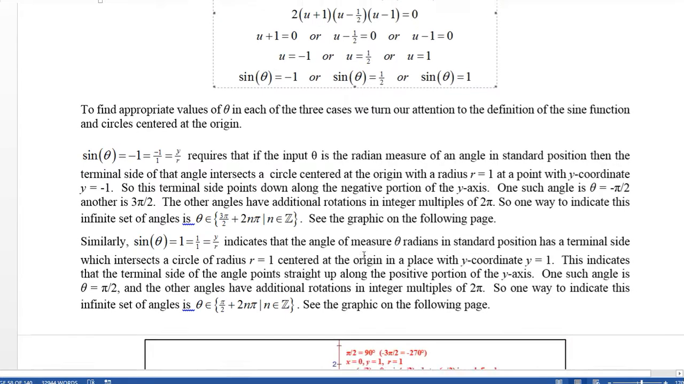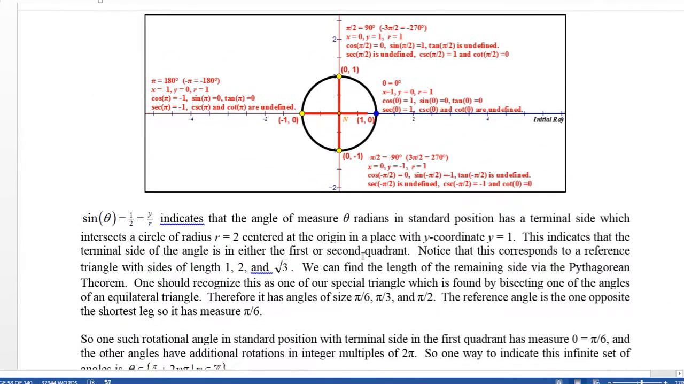Okay. So sine of theta equals 1/2. Well, again, think of sine of theta as y over r. The easiest way to think of that, I think, is to think of it as 1 over 2 is y over r, so y is 1, r is 2.